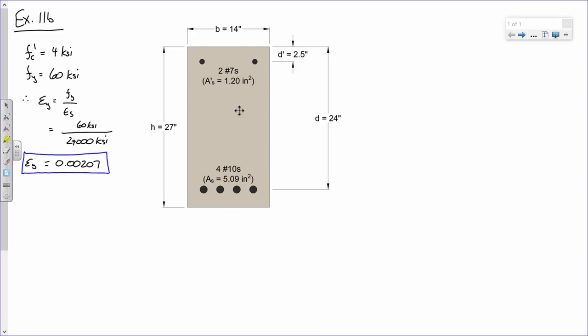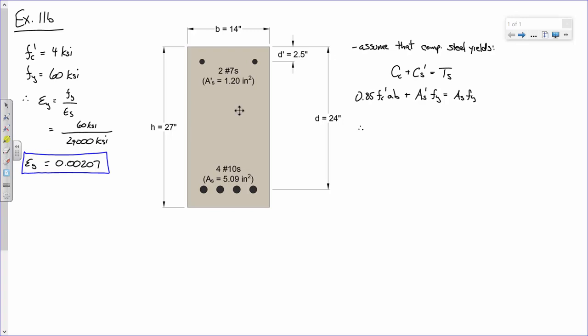And so we're going to do this problem the exact same way that we did our previous problem. So we're going to assume that compression steel yields. That means that the compressive force in the concrete plus the compressive force in the upper layer of steel has to equal the tensile force from the steel below. And so the equation is exactly the same. This is 0.85 Fc prime ab, this is As prime times Fy, and that equals AsFy.